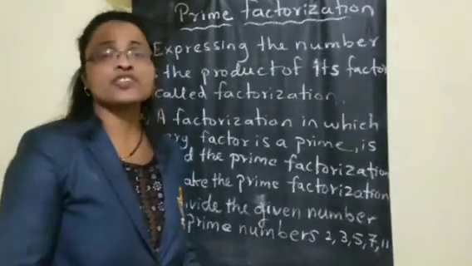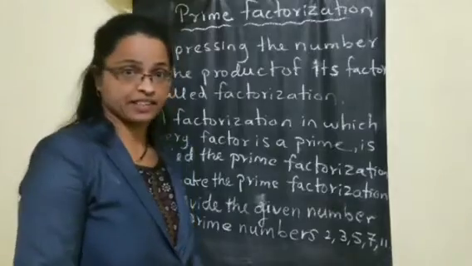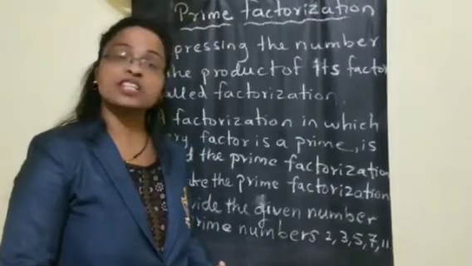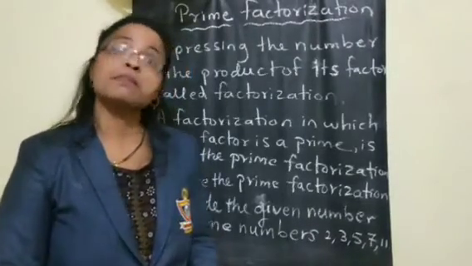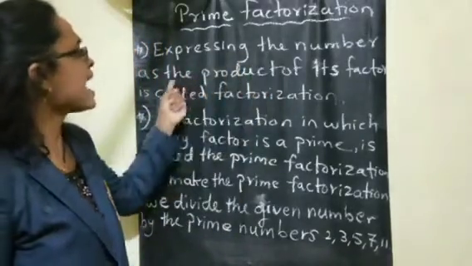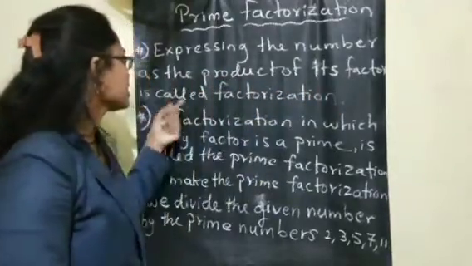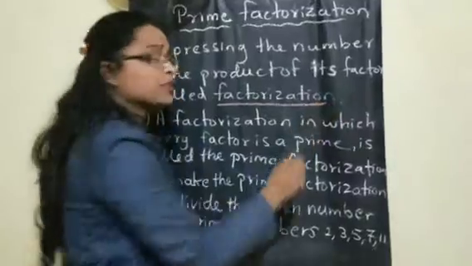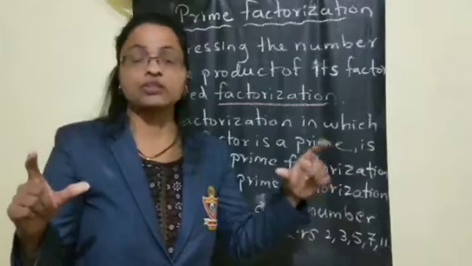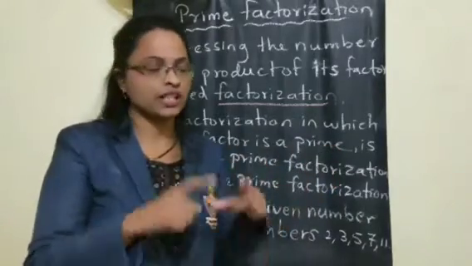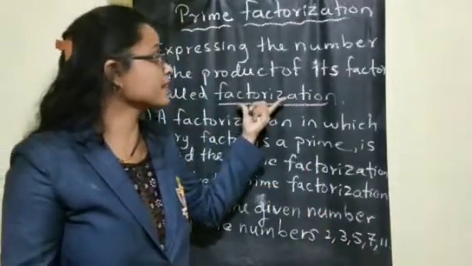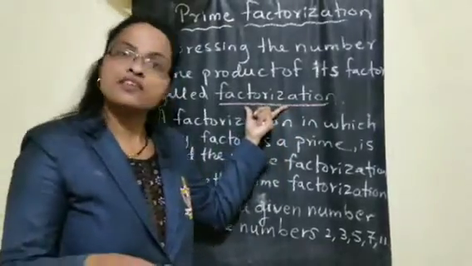So children, let us try to understand now what is meant by prime factorization. For that, you should be aware of three terms. First, what is meant by factorization, and what is meant by prime factorization. Expressing the number as the product of its factors is called factorization. It means the factors which we find after calculation, and write in the form of a product, is called factorization.